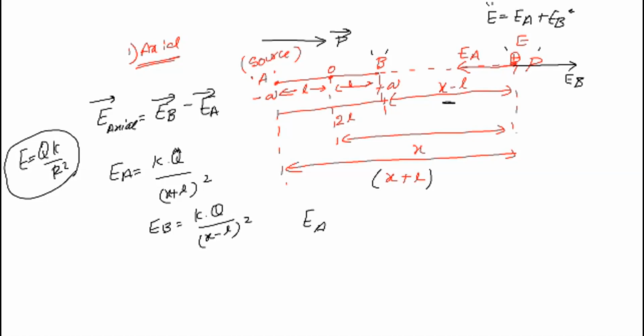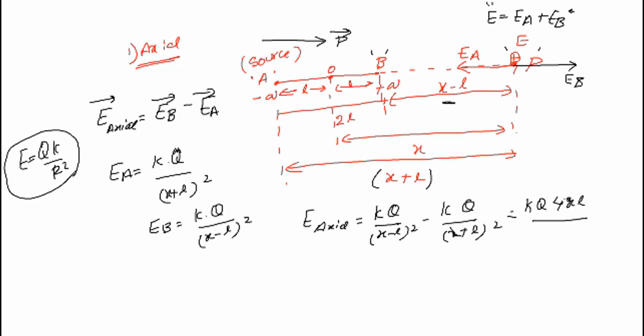Now, I substitute in it. First equation: E is KQ by x minus L whole square minus KQ by x plus L whole square. Okay. I am giving you these relations because there is a chance that questions like this can come in concepts and problems. So I will explain; I will not do all the derivations. I am just explaining this. So here I take KQ common, and when you do the cross multiplication I'll get the final equation like this: KQ into 4xL by x square minus L square whole square. This is your final equation.